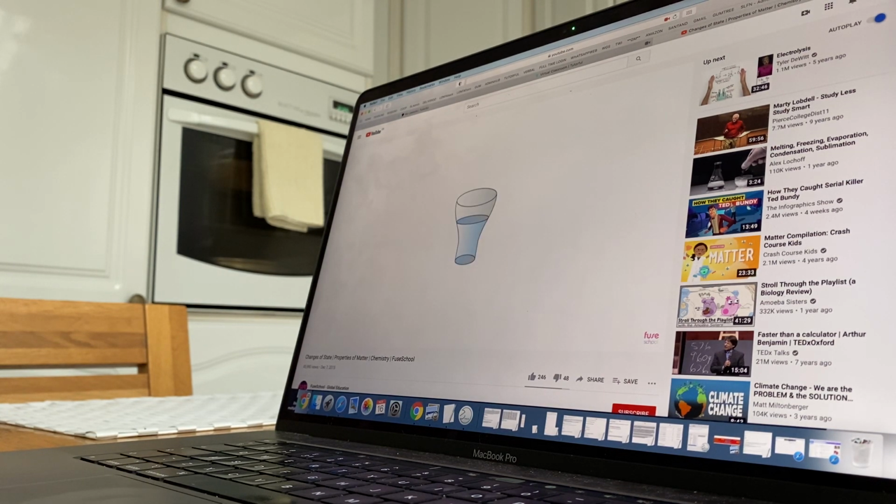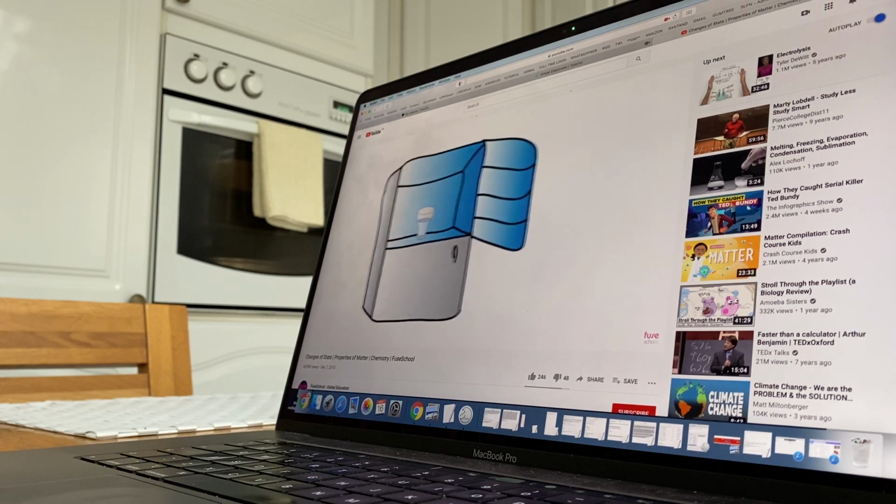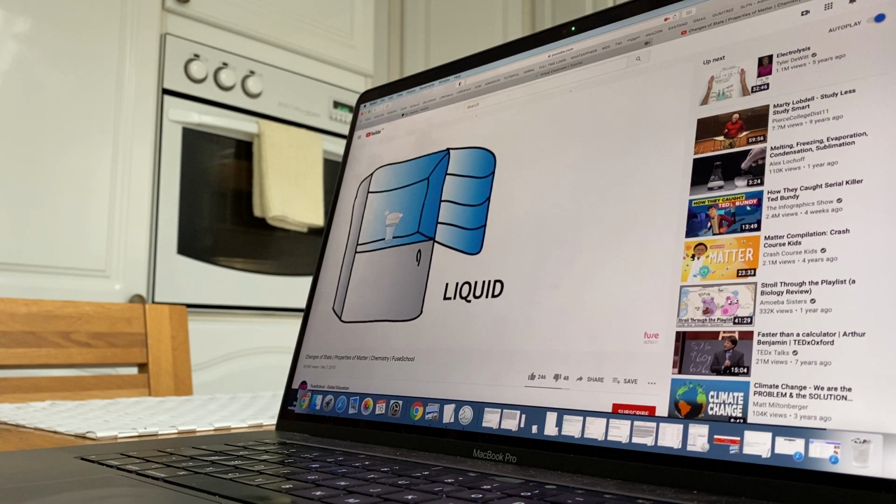If you place a glass of water in a very cold place, the water will quickly cool and the liquid will become solid. This we know as freezing.